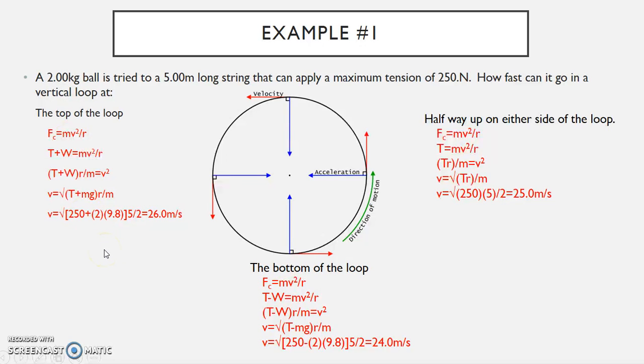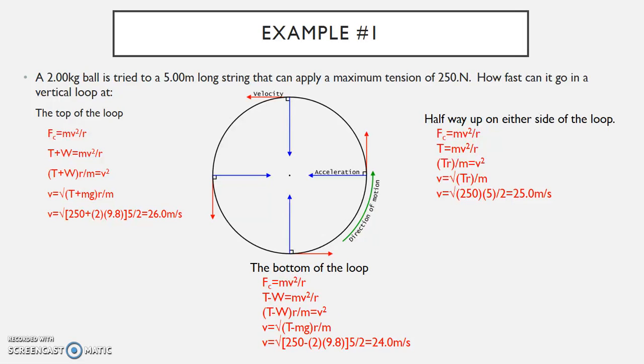So here is our first example. It states a 2.00 kilogram ball is tied to a 5-meter long string that can apply a maximum tension of 250 newtons. The question asks, how fast can it go in a vertical loop? So we're going to look at 3 different scenarios: at the top of the loop, at the bottom of the loop, and halfway up on either side of the loop.